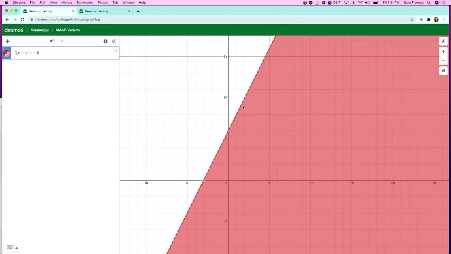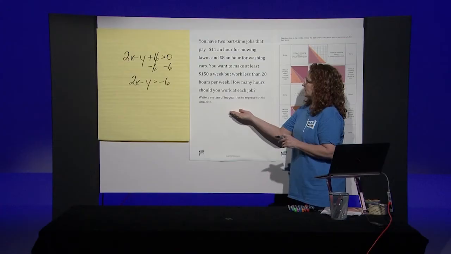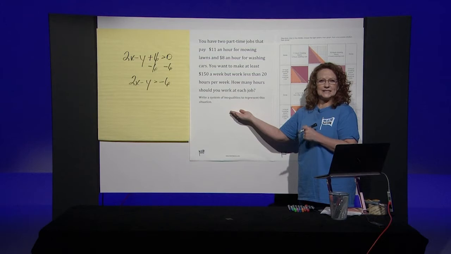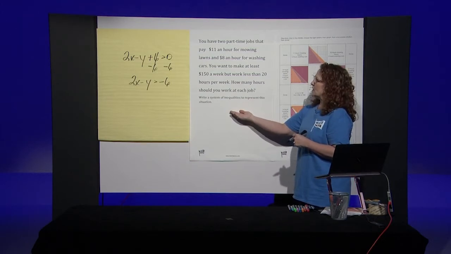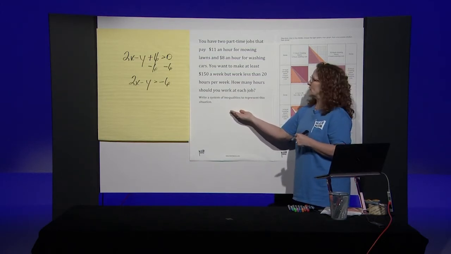Remember, this boundary line is a dotted line, and that tells us that everything on the boundary line is not included in our solution. And you can also see that everything in the shaded region, which is below the boundary line, will be included in our solution, and everything above the boundary line will not be included. So now let's go to our word problem that we are going to look at and see if we can find a system of solution so that we can solve this real-world situation.